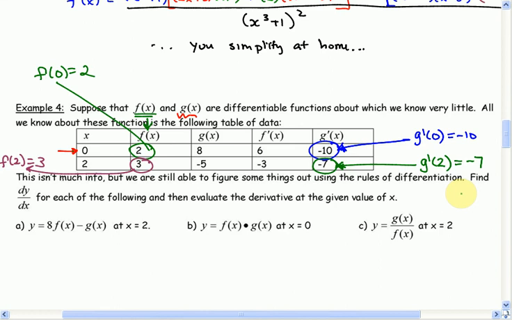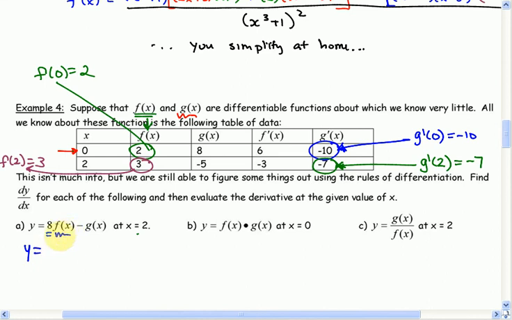Good. I'm saying to you, by giving you this table, we have enough information to calculate the derivatives at particular values of x. So we can't actually use the function to help us find the derivative, but we can use these ideas and the table values to calculate the derivative. So let's take a look at part A. If I asked you to find the derivative of 8, which is a constant, multiplied by a function, anyone remember what the derivative should be?